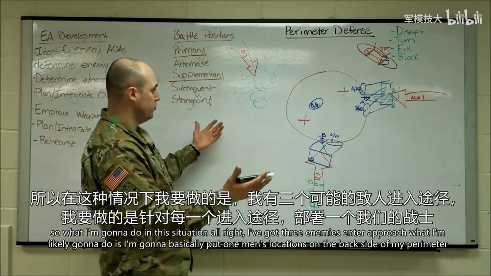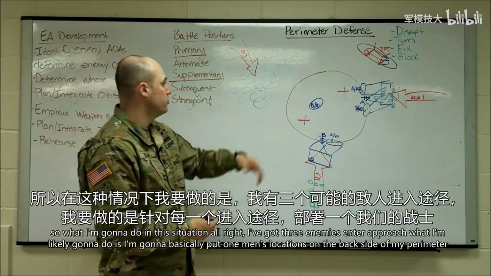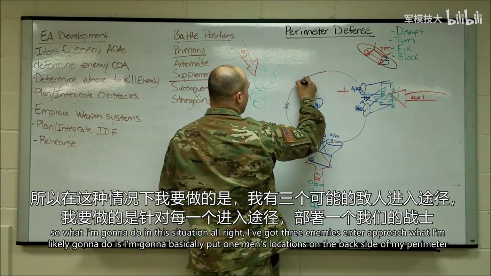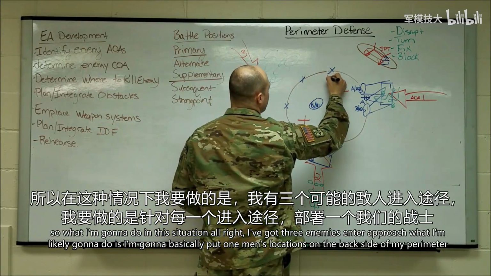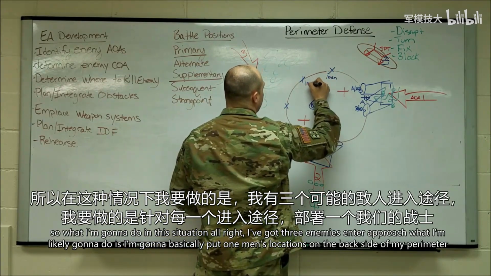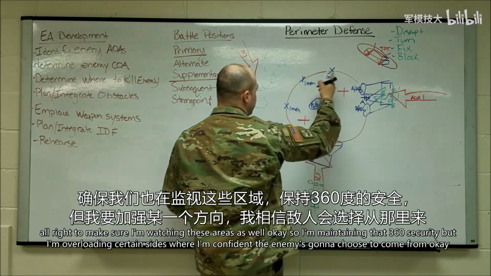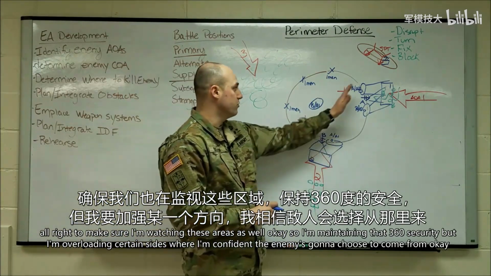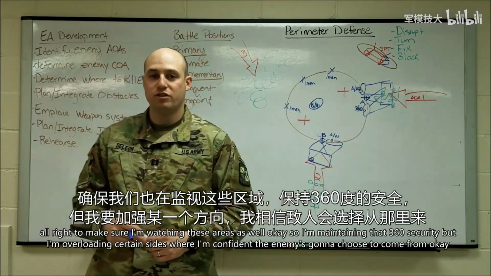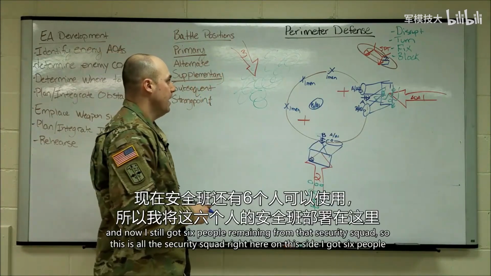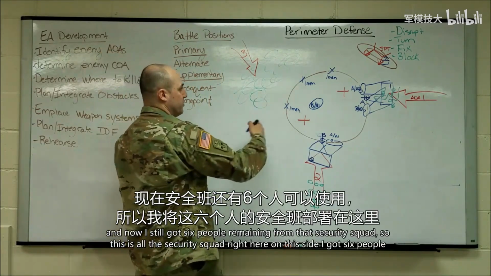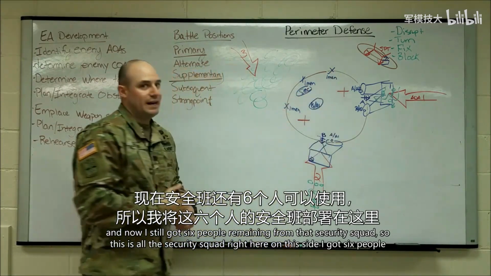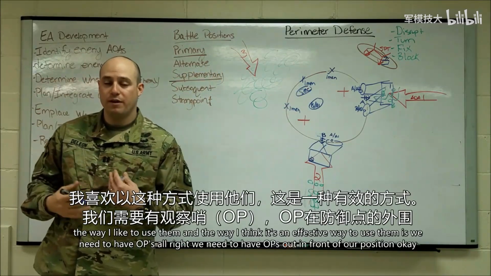So what I'm going to do in this situation, all right, I've got 3 enemies under approach. What I'm likely going to do is I'm going to basically put one man's location on the back side of my perimeter, all right, to make sure I'm watching these areas as well, okay? So I'm maintaining that 360 security, but I'm overloading certain sides where I'm confident the enemy is going to choose to come from, okay? And now I still got 6 people remaining from that security squad. So this is all the security squad right here on this side. I got 6 people.